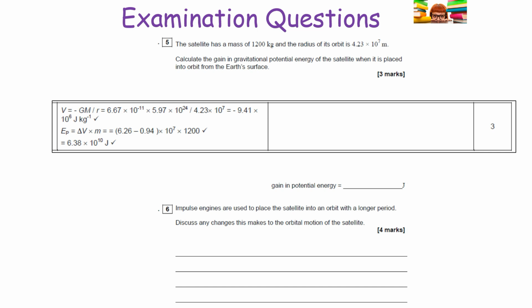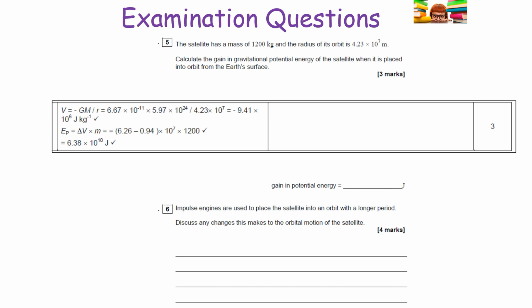Now we know previously that the gravitational potential at the surface of the Earth was 6.26 times 10 to the 7 joules per kilogram, so therefore you can work through the difference by doing 6.26 minus 0.94 times 10 to the 7. Now remember that's because 9.46 times 10 to the 6 is equal to 0.94 times 10 to the 7. So that gives us our potential difference. We then multiply by the mass of the satellite, 1,200 kilograms, to get our overall change in gravitational potential energy of 6.38 times 10 to the 10 joules.